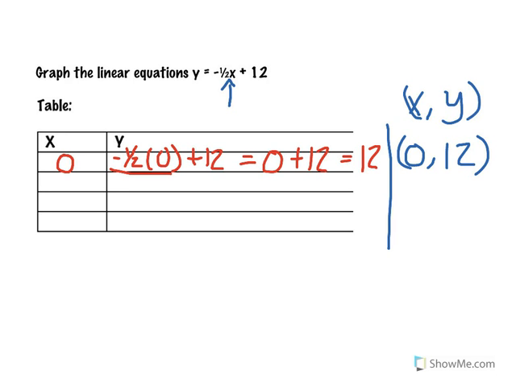Alright, I'm going to pick some other numbers that are going to be easily divided by 2. Let's do 4, 8, and 12. I know those numbers can be divided by 2. Go ahead, I want you to pause the video now, work out these problems, and we'll check your ordered pairs in just a moment. So pause the video now.